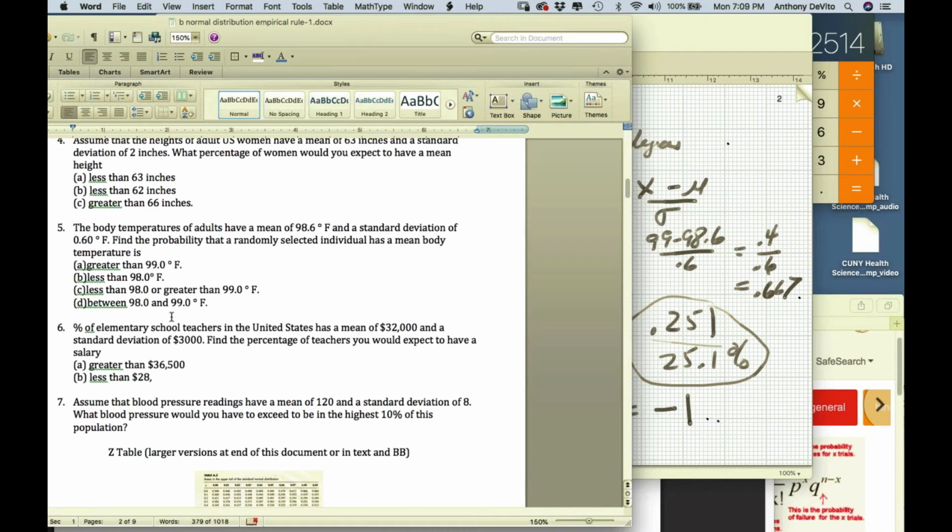Okay, so percentage of elementary school teachers. Elementary school teachers in the United States have a mean salary of $32,000 and a standard deviation of $3,000. Find a percentage of teachers that you would expect to have a salary greater than $36,500 or less than $28,000. That should be $28,000.